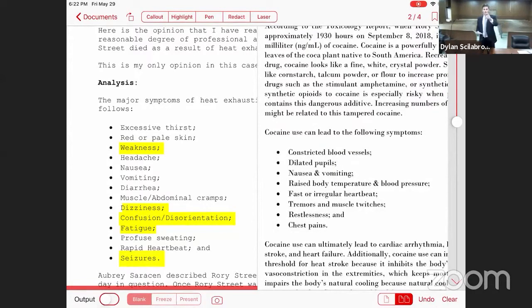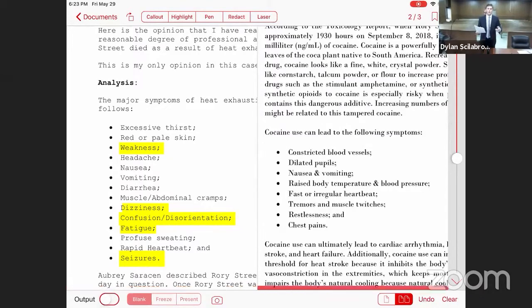Now, when we compare these two reports, from Dr. McConaughey talking about heat stroke, from Mr. London, toxicologist talking about cocaine, you see that these symptoms with cocaine, they don't mention weakness, they don't mention dizziness, they don't mention confusion, disorientation, they don't mention fatigue, they don't mention seizures. None of those symptoms are listed under cocaine, none of them. And based on all the testimony we heard today, the symptoms listed under heat stroke are the symptoms most closely related to what Rory was suffering on September 7th, 2018.